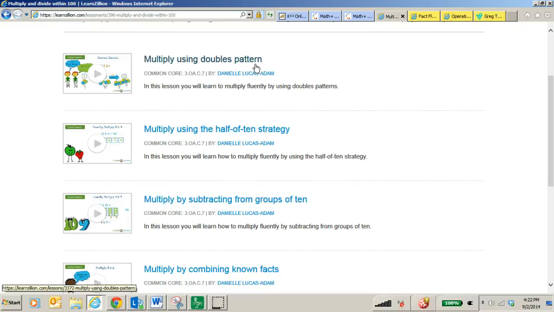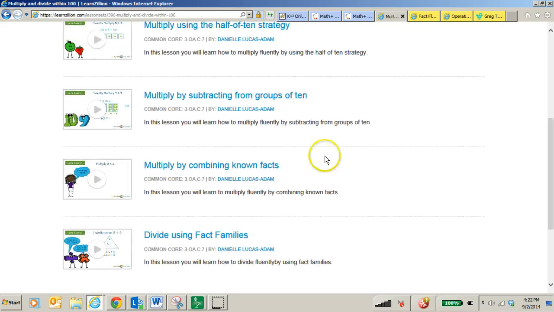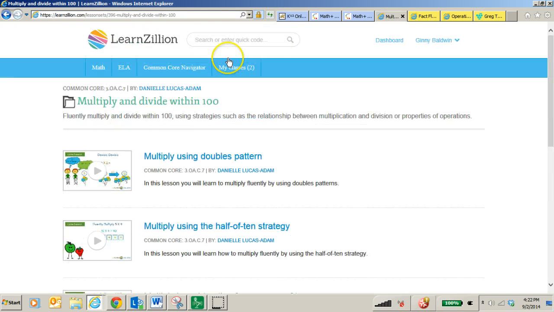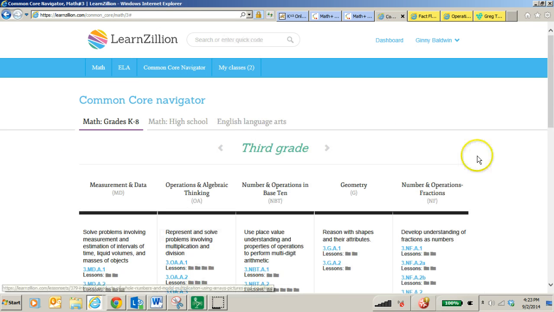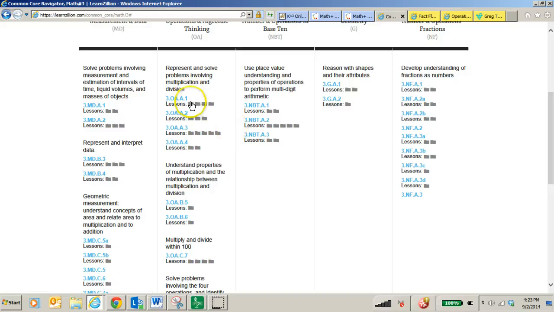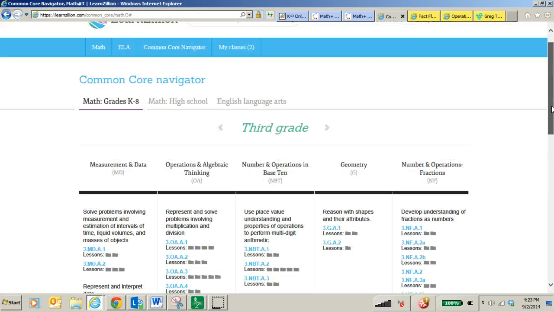This talks about how you can use doubling patterns. So if you don't know your fours and you know your twos, you can double the answer. This talks about using the half of a 10 strategy, multiplying by subtracting from groups of 10, and multiplying by combining known facts. This is one of my favorites because I like decomposing numbers into facts that I know so that I can come up with the answer. So definitely, like I said, create a free account, go to the Common Core Navigator tab, and explore all of the different video lessons for multiplication. All of these will help immensely with multiplication standards.